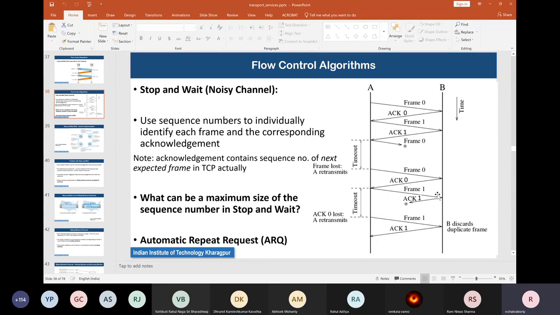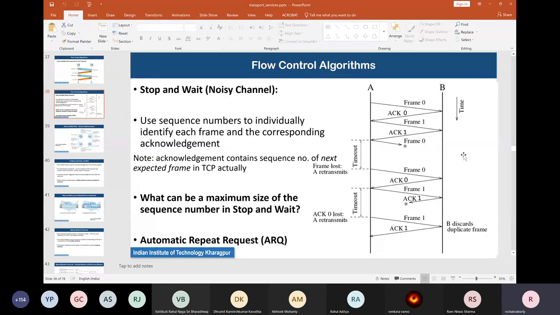But as I said, there could have been another convention also, where the frame number corresponding to the next expected frame could also have been used. So here frame number 0 is being sent and it is being acknowledged. Frame number 1 is being sent, it is being acknowledged.